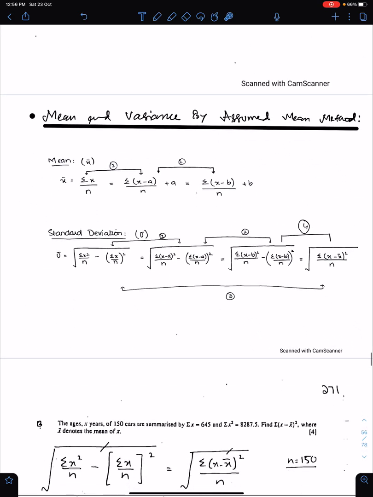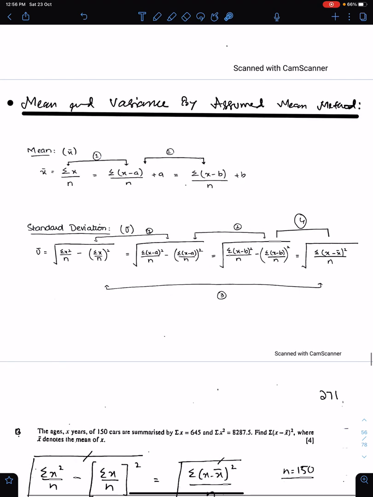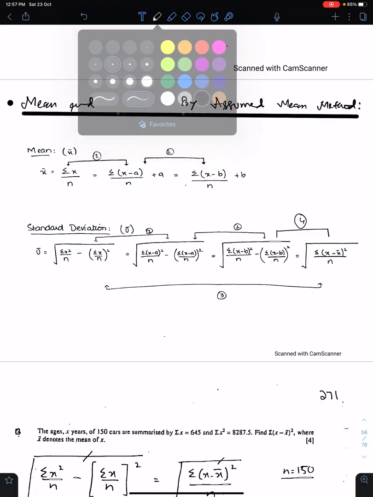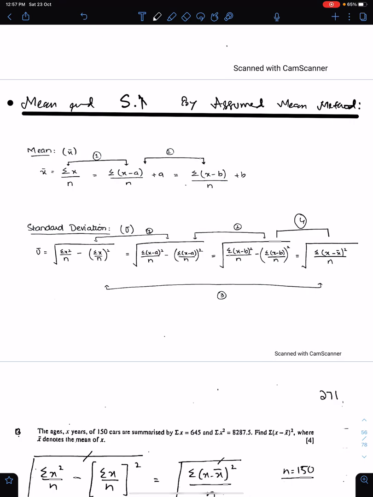Mean and variance, or standard deviation, you can say. Mean and standard deviation by assumed mean method. So these are three formulae for mean. This is the basic formula you all know, and this is the assumed mean formula. A means assumed mean, same as B means assumed mean. Sometimes we use this relation, sometimes we use that relation, according to given information.